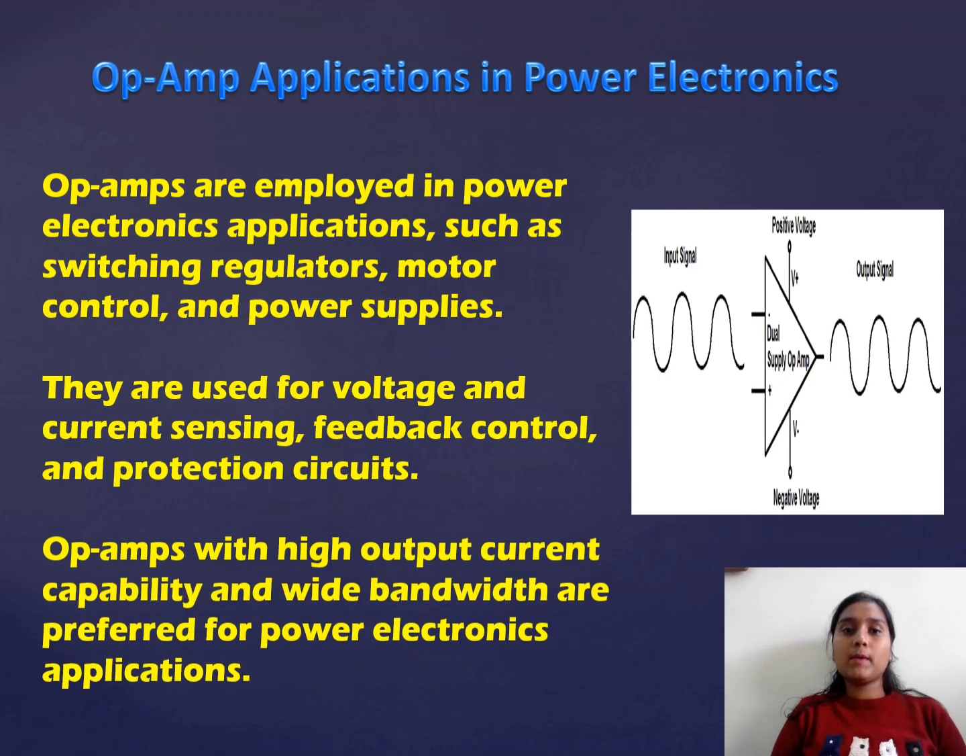Next one is op-amp application in power electronics. Op-amps are employed in power electronics applications such as switching regulators, motor control, and power supplies. They are used for voltage and current sensing, feedback control, and protection circuits. Op-amps with high output current capability and wide bandwidth are preferred for power electronics applications.